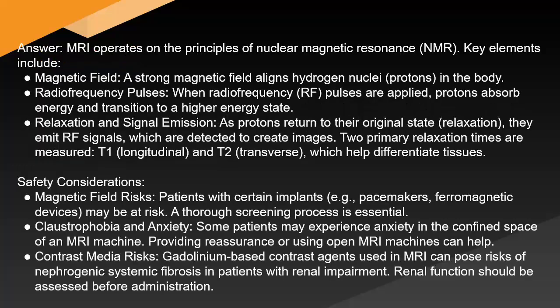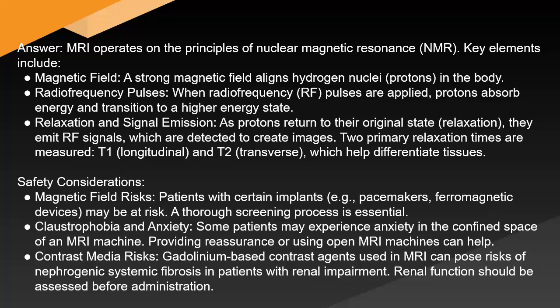Discuss the physics behind MRI and the safety considerations that must be addressed when using this imaging modality. Answer: MRI operates on the principles of nuclear magnetic resonance (NMR). Key elements include magnetic field. A strong magnetic field aligns hydrogen nuclei, protons in the body. Radio frequency pulses. When radio frequency (RF) pulses are applied, protons absorb energy and transition to a higher energy state. Relaxation and signal emission. As protons return to their original state, relaxation, they emit RF signals, which are detected to create images. Two primary relaxation times are measured, longitudinal (T1) and transverse (T2), which help differentiate tissues.